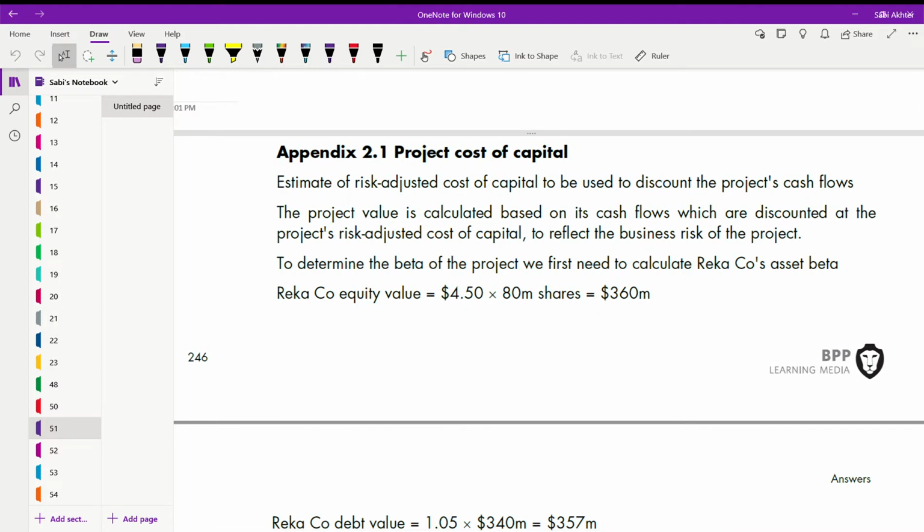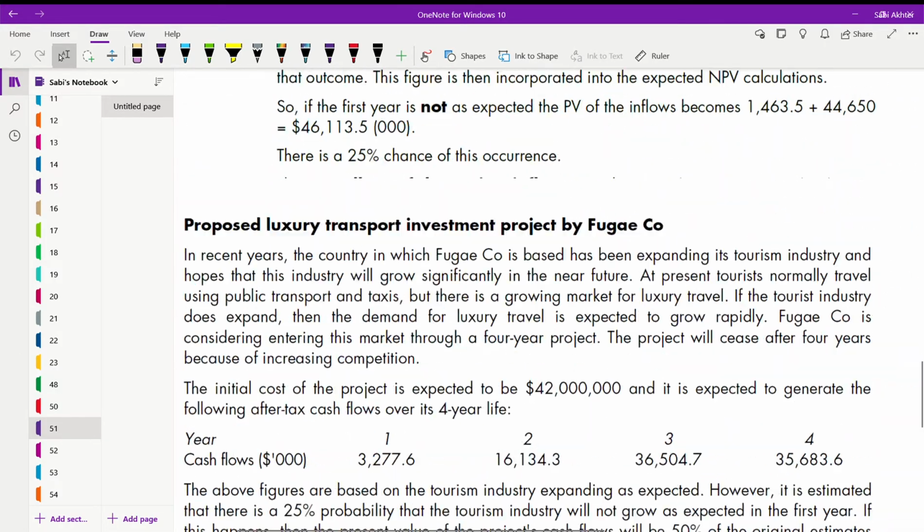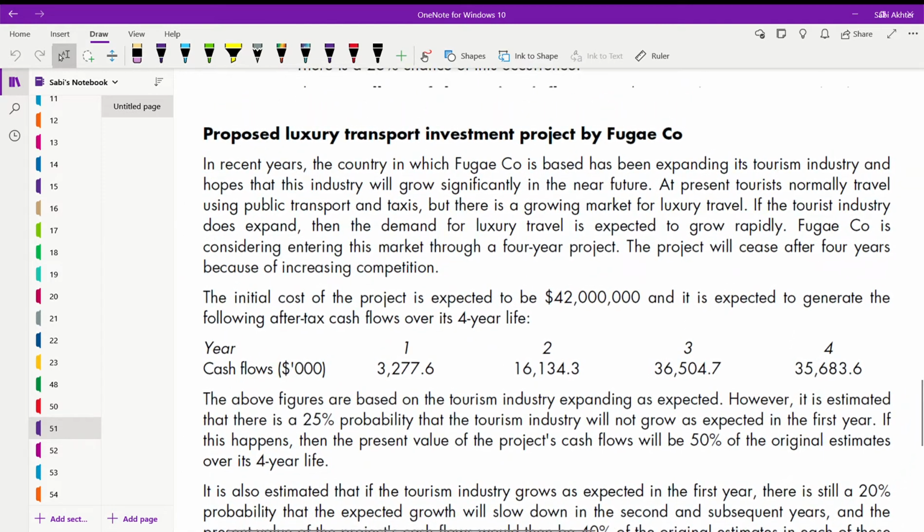51, project cost of capital, Appendix 2.1. So here you have to find the project cost of capital. So this is an answer. Let me start with the question. If you see here, you have been given the cash flow. The initial cost has been given. This is after tax cash flow for 4 years.